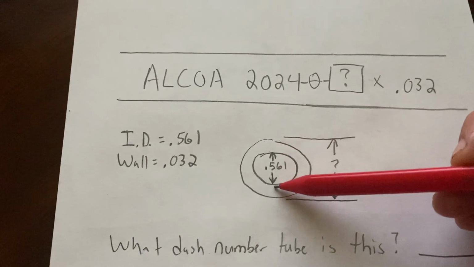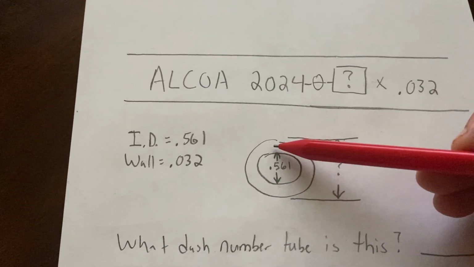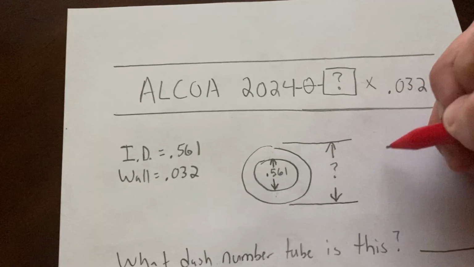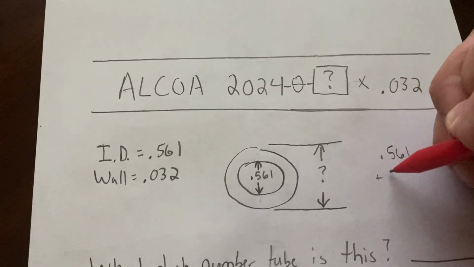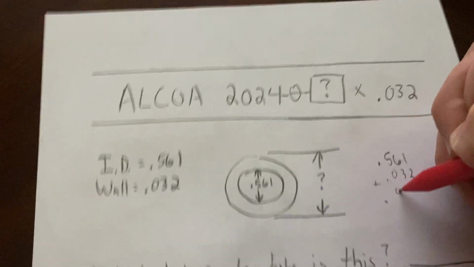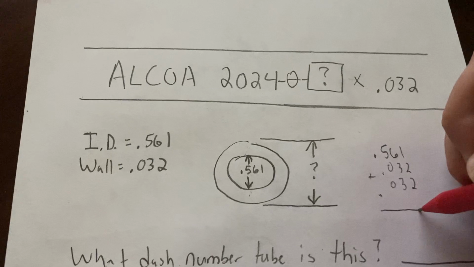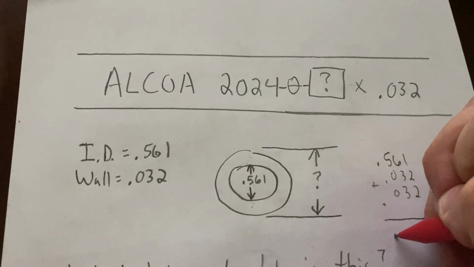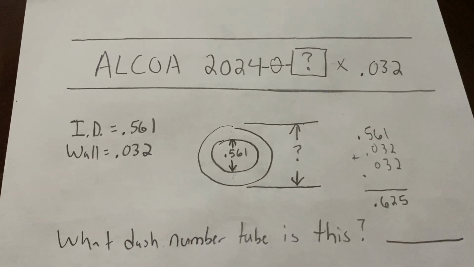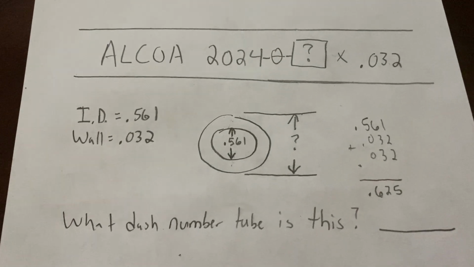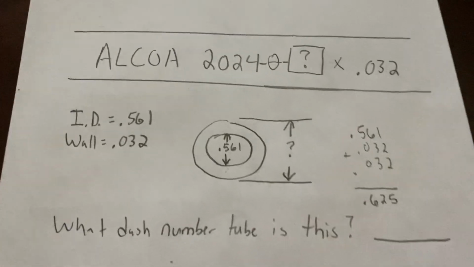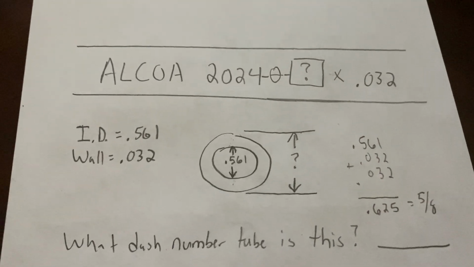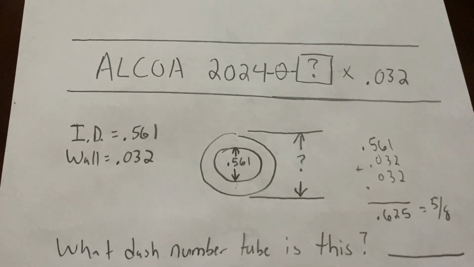So we would have to take the 0.561 inside diameter and basically add this wall thickness and this wall thickness, which comes from right here. So the 0.032. So to solve this, I would have to say 0.561 plus 0.032, 1 wall thickness, 2 wall thicknesses, okay? And then I would add that all together, and I would come up with the final number of 0.625. Now, the problem is that's in decimal form. So to get a dash number of the tube, we need to know how many 16ths is 0.625. Well, if you convert 0.625 to a fraction, you're actually going to get 5/8, okay? 5/8 would be the decimal equivalent of 0.625, but we need to know how many 16ths that is.